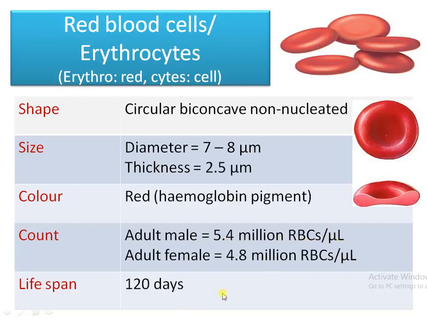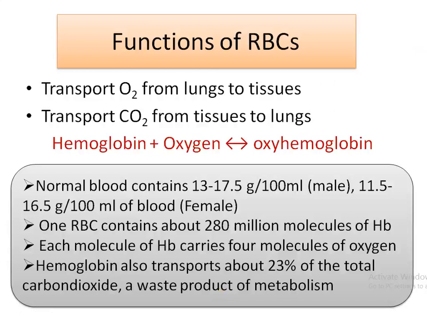Lifespan of RBCs is 120 days. So what are the main functions of RBCs? The main function of RBCs is to transport oxygen from the lungs to the tissues and to transport carbon dioxide from the tissues to the lungs.